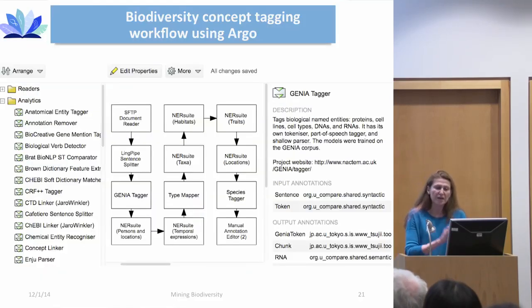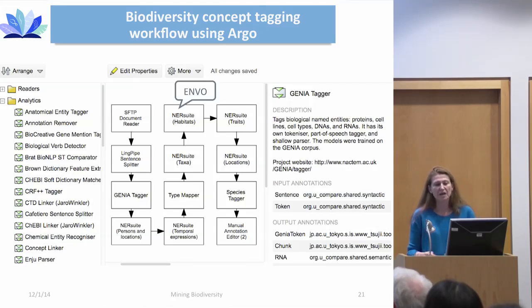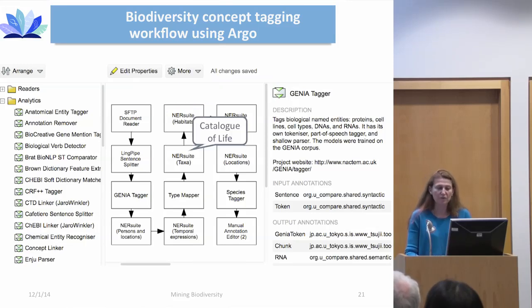So for biodiversity, I'll show you an example of how we used Argo to create concept tagging. This system basically allows you to create workflows. From one side, you have a bunch of text mining analytic tools. So you have here, for instance, linking with different ontologies and thesauri, which are relevant for environment, for the Catalogue of Life, PATO for phenotypes, and gazetteers and so on.